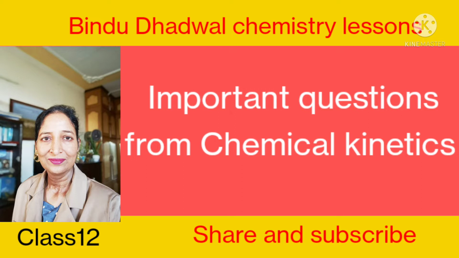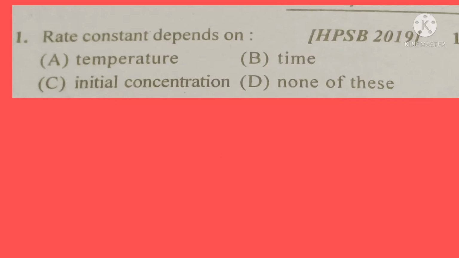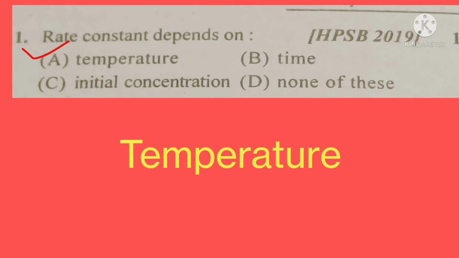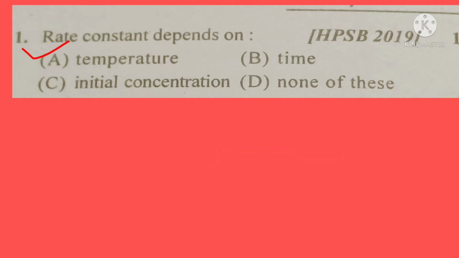आज हम करेंगे केमिकल काइनेटिक्स से कुछ इम्पॉर्टेंट क्वेश्चंस। रेट कांस्टेंट डिपेंड्स ऑन टेम्परेचर, टाइम, इनिशियल कंसंट्रेशन, नन ऑफ दीज। टेम्परेचर चेंज होने से रेट कांस्टेंट की वैल्यू चेंज होती है। सो आंसर इज ऑप्शन ए, टेम्परेचर.